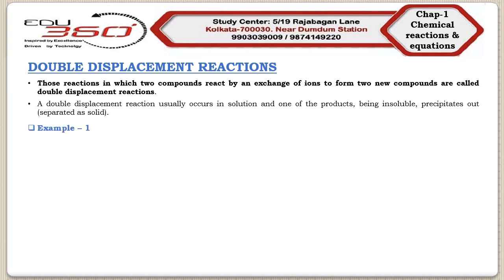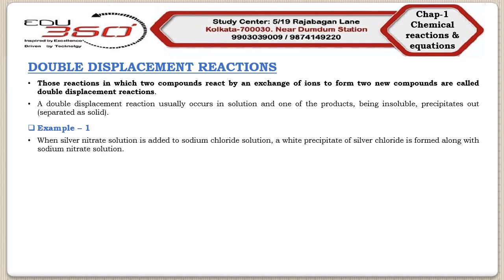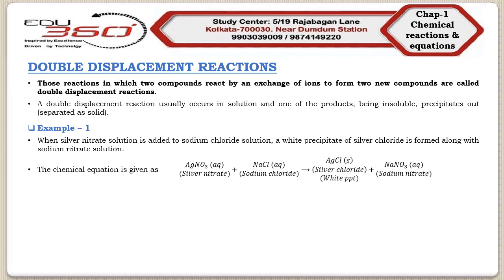Let us now consider the first example of double displacement reactions. In this particular example, we will consider the reaction between silver nitrate solution and sodium chloride solution. If we add silver nitrate solution to sodium chloride solution, a white precipitate of silver chloride will be formed along with the formation of sodium nitrate solution. The chemical equation of this reaction is given as AgNO3 + NaCl → AgCl + NaNO3.